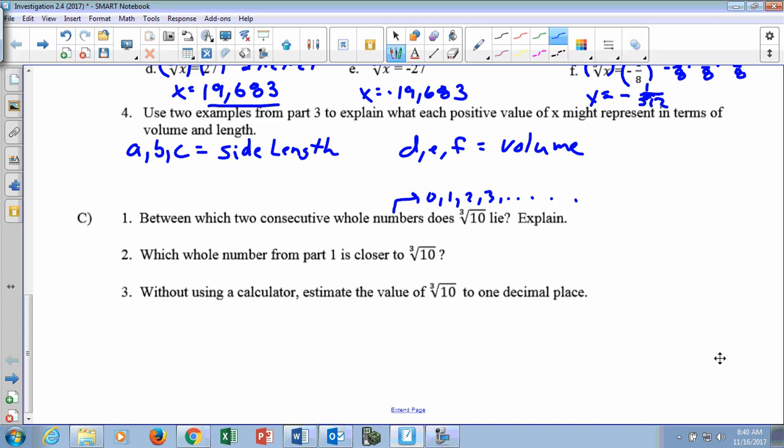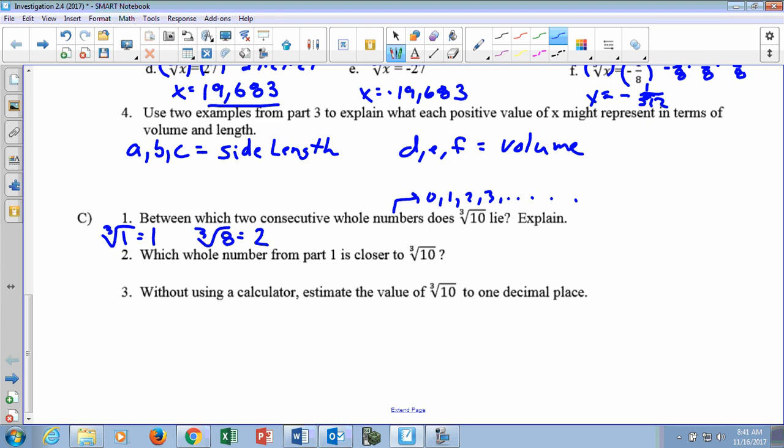So think of perfect cubes. That means the root is a whole number. I already told you the cubic root of 1 is what? 1. So what's the next one up? What cube has a root of 2? What perfect cube has a root of 2? 8. So the cubic root of 8 is 2. All right? What's the next one up?